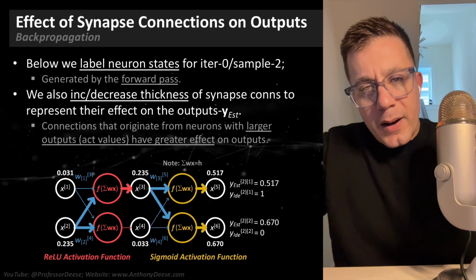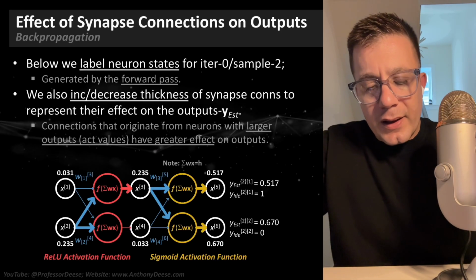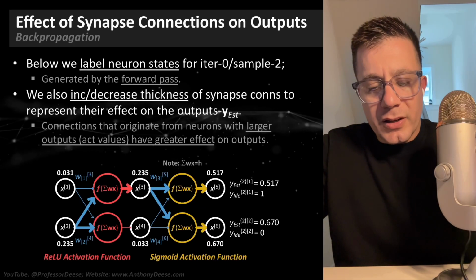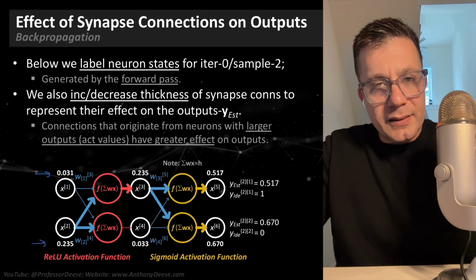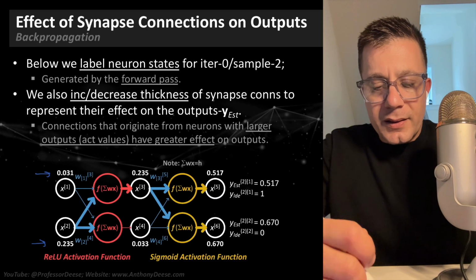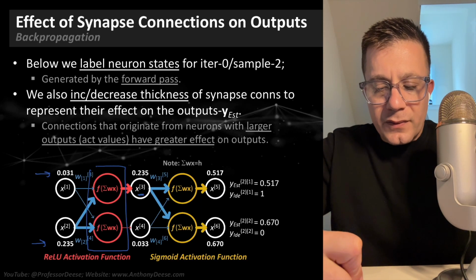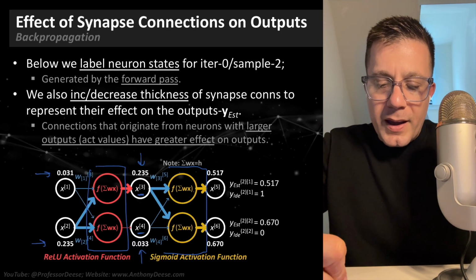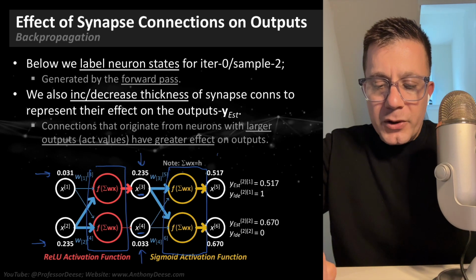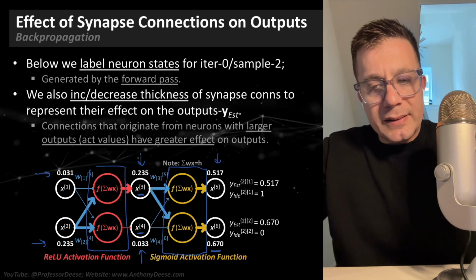Below, we label the network states for iteration 0 as associated with sample number 2, and all of these values were generated by the forward pass that we just completed. We started off with the inputs taken directly from the training data set, the second row of the training data set. We then applied the forward pass to the hidden layer, which gave us the values of x3 and x4, 0.235 and 0.033. We then applied the forward pass to the output layer, which gave us the value of x5 as 0.517 and x6 as 0.670.